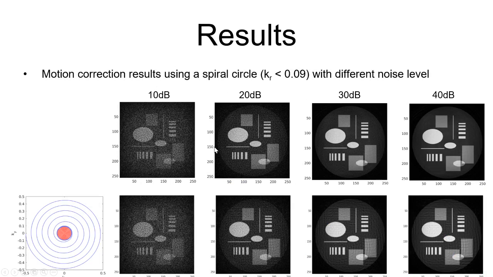Here are some results. Original images without motion artifacts are displayed in the first row. From left to right, the SNR of the image increases from 10 dB to 40 dB. The second row shows the illustration of the oversampling region and the corresponding motion correction result. From this result, we can see our implementation of motion correction with VDS trajectory generally works.